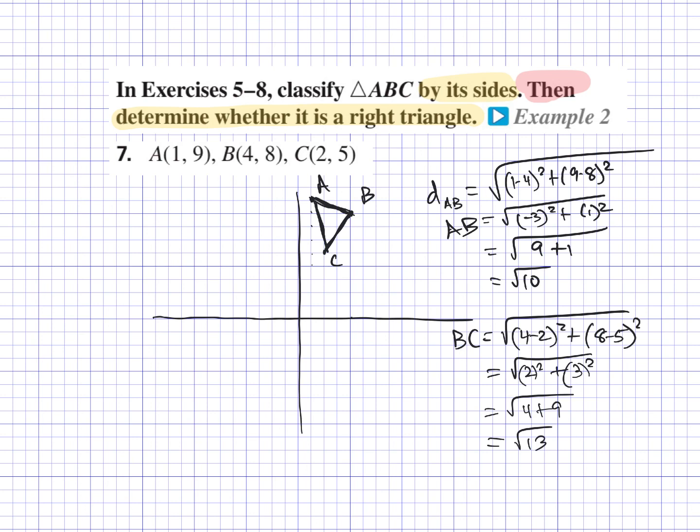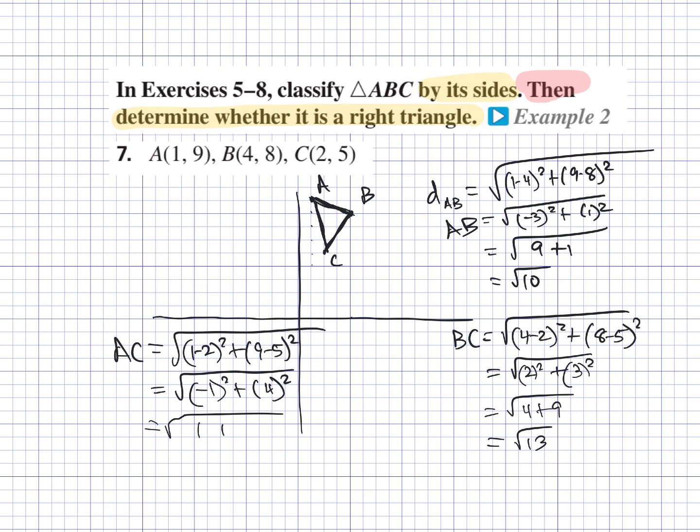All right, well, that doesn't match. So that means we got to try A to C. All right, so the distance from A to C, 1 minus 2, and 9 minus 5. So you should be fast at this by now. That's negative 1, and that's 4. So that is 1 plus 16, or the square root of 17. All right, so you don't need to simplify any of these. None of them do simplify. But all three distances are different, so that means it's scalene.